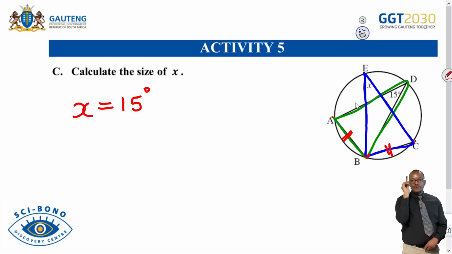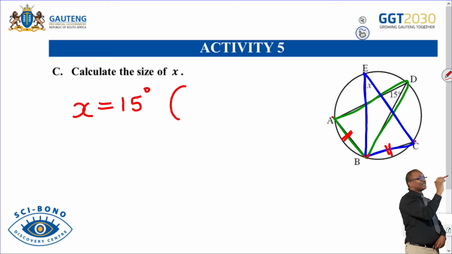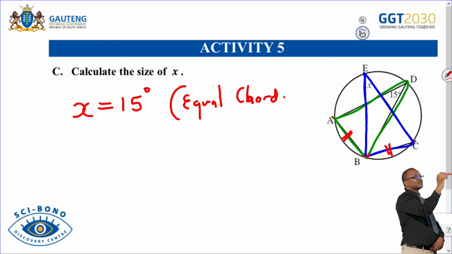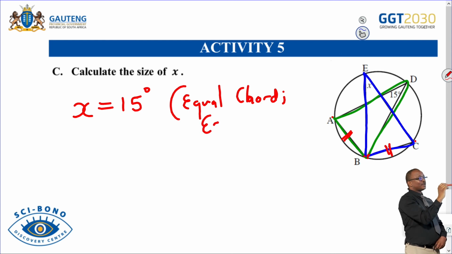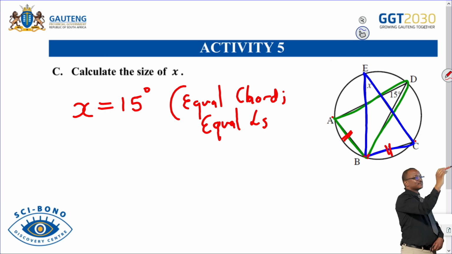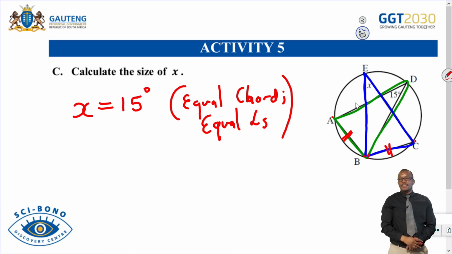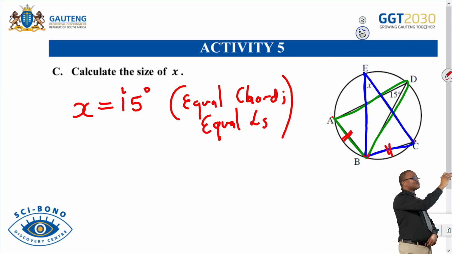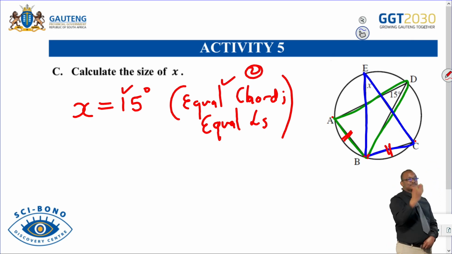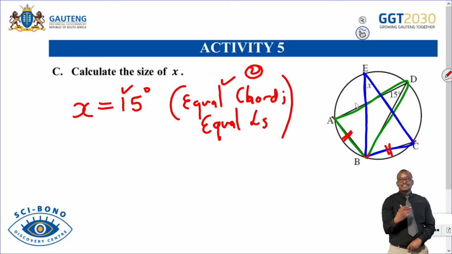Then what will be the reason? The reason will be: equal chords, and equal angles. Then you get your 2 marks there, if it's 2 marks. A statement and a reason. It's as easy as that.